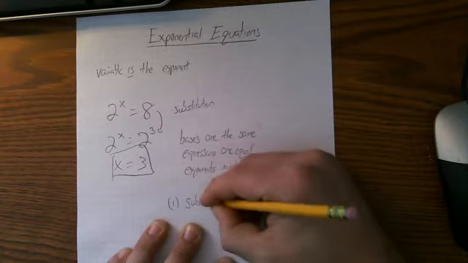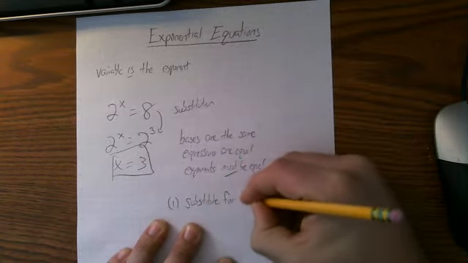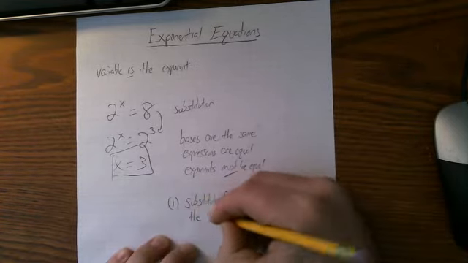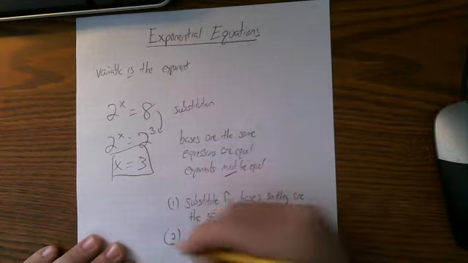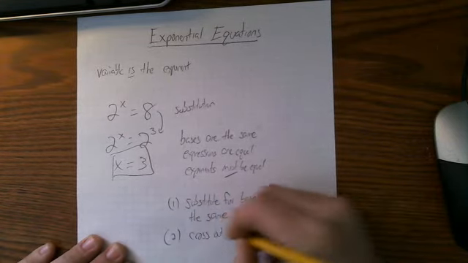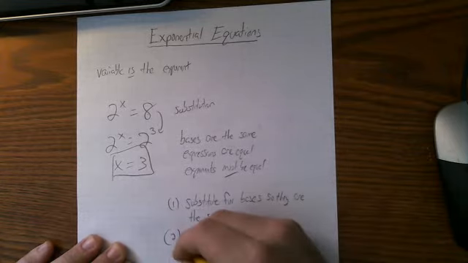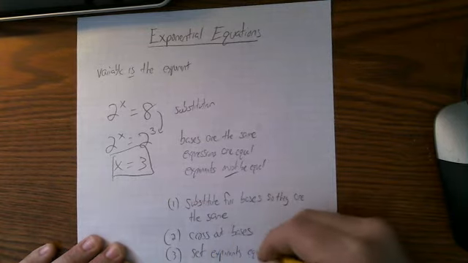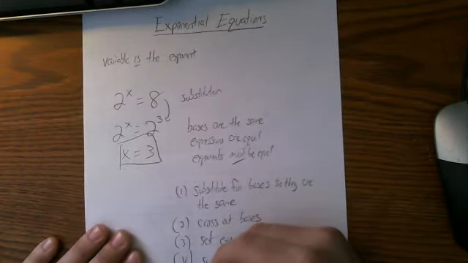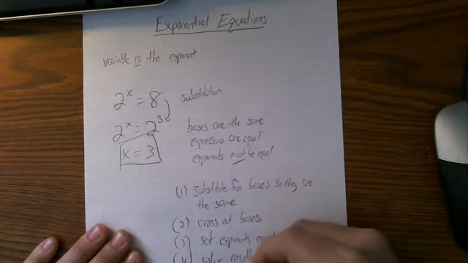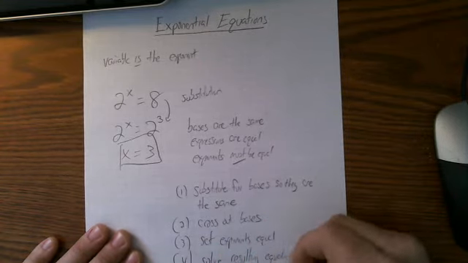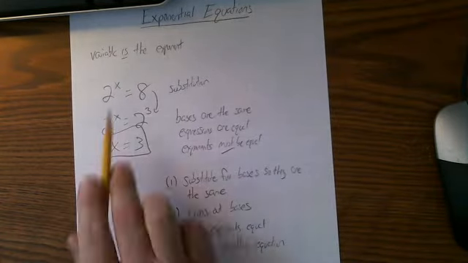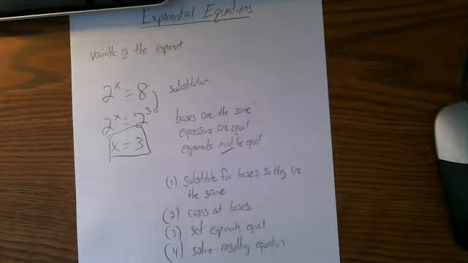So now, what you're doing with an exponential equation, just write down some steps here. Step 1, substitute for your bases so they are the same. Step 2, cross out bases. Step 3, set exponents equal. And then solve the resulting equation. So that's, in a nutshell, how you solve an exponential equation. This was a very elementary example. I'm going to go through a more difficult one now.